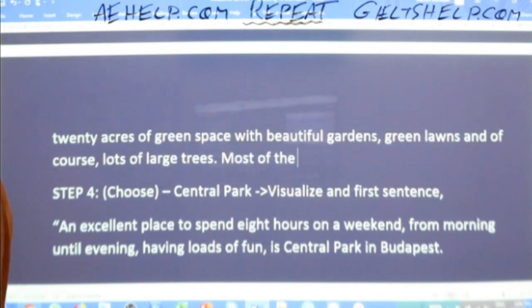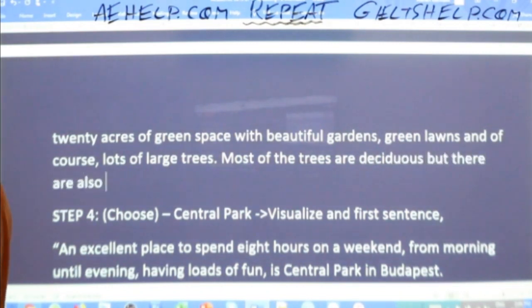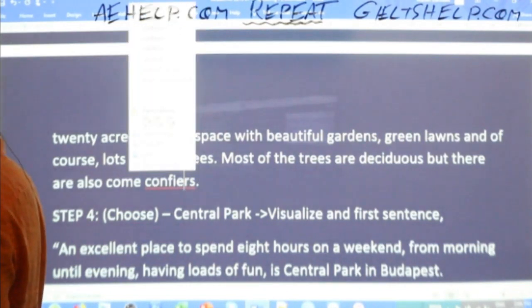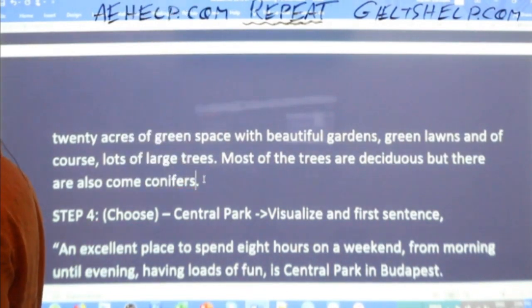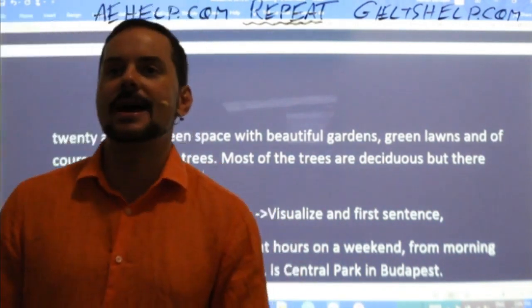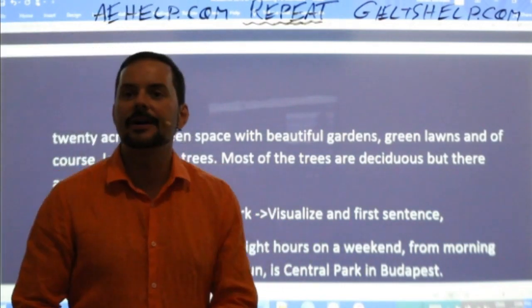Most of the trees are deciduous, but there are also some conifers. I'll explain that to you, what those mean. I'm, of course, always teaching you some new vocabulary. Okay, let's see what you have so far.